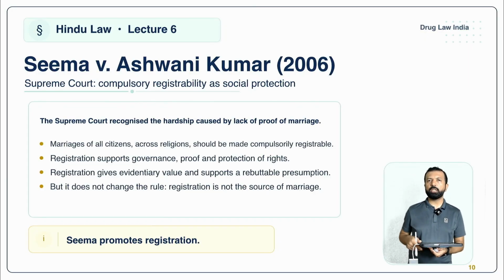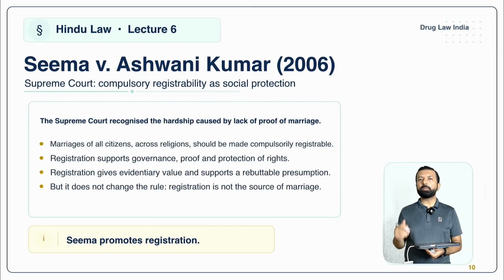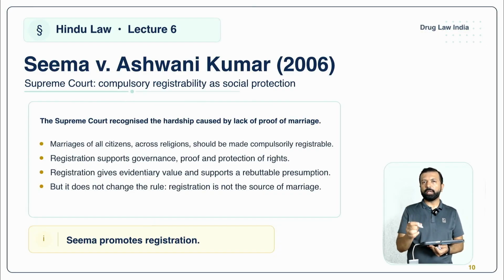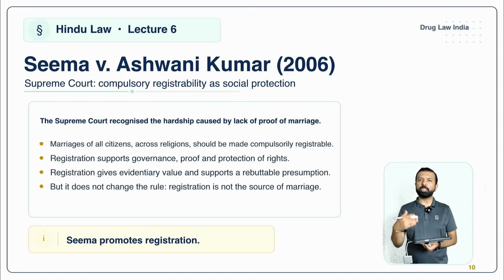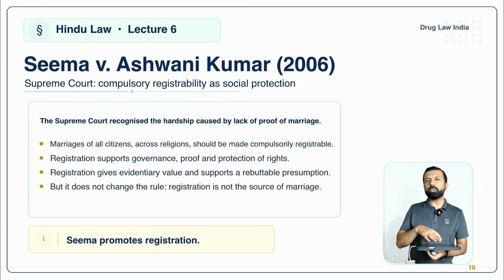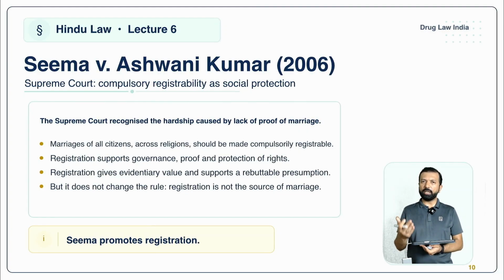Now, registration is a very good step because it is a step towards good governance and it protects rights, reduces false denial of marriage. Marriage certificate can also support presumption of marriage. Though this presumption remains rebuttable, the judgment of Seema versus Ashwani Kumar pushed state and union territories to frame or improve rules related to registration of marriages. Seema versus Ashwani Kumar promotes registration as a social protection.